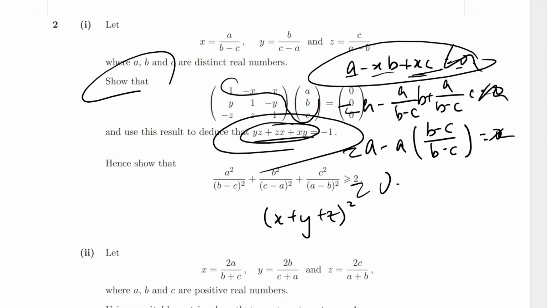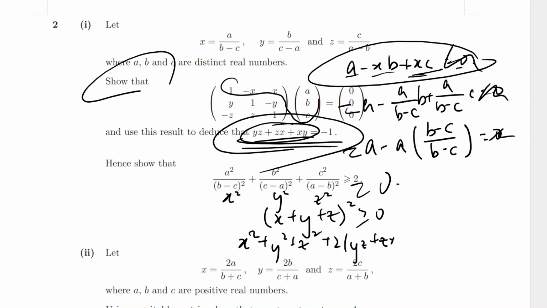Next bit then. Hence, show that a squared over b minus c squared plus and so on, it's symmetrical again, is greater or equal to 2. So what is going on here? What sort of ideas have I got? Basically, this is x squared, this is y squared, this is z squared. It's sort of the same trinomial idea, because now you know that this equals minus 1. Then you just consider this is greater or equal to 0. So x squared plus y squared plus z squared, plus 2 lots of yz plus zx plus xy, is greater or equal to 0. Well, I know that's minus 1, and then that's QED.